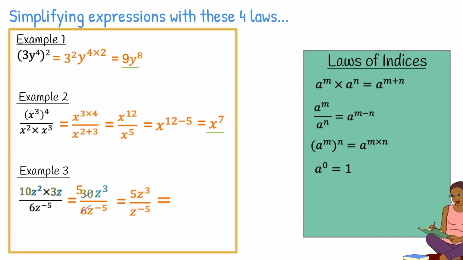Now if we're simplifying this, the 5 can just be left alone, and then it is a division, so we will be subtracting the powers. 3 minus minus 5. A minus and a minus make a plus, so my final simplified expression is 5z to the power of 8.